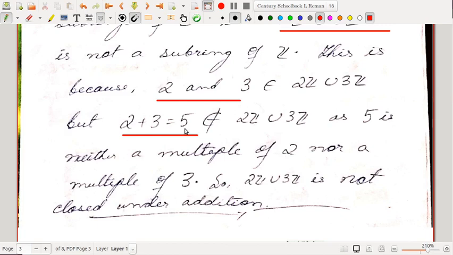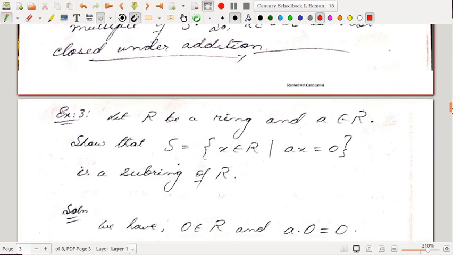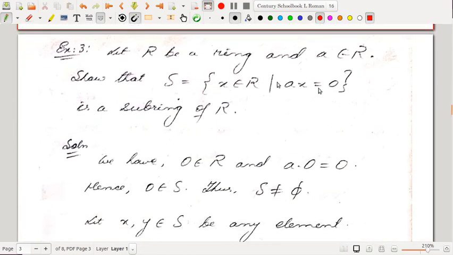Okay, we can even show it the other way. The difference of 3 and 2, that is 3 minus 2, is 1, which is not there inside 2Z union 3Z. Okay, so the union of two subrings may not be a subring. Okay, another problem, let us take up.